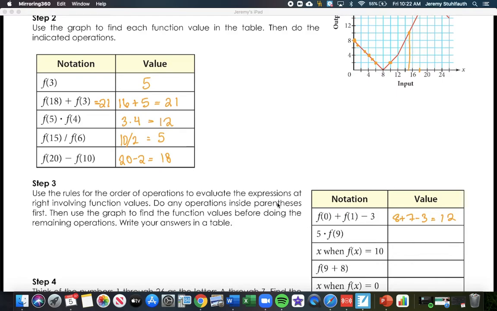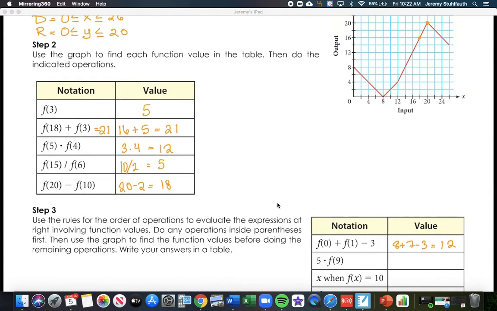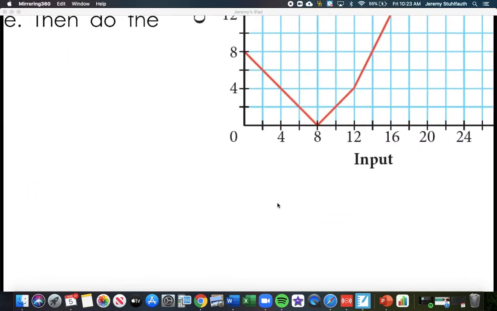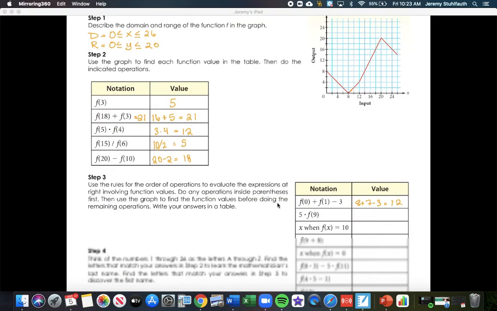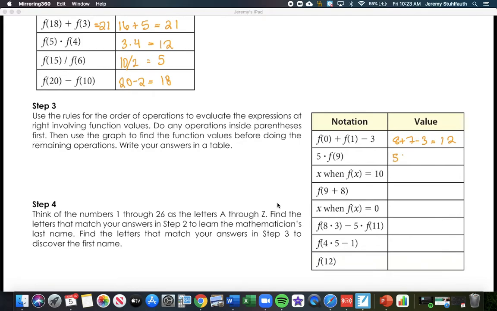Next, we have 5 times f of 9. So what we would need to find here is the value of f of 9, which is what is the y value when x is 9. So f of 9 appears to be 1. And so we have 5 times 1, which is equal to 5.